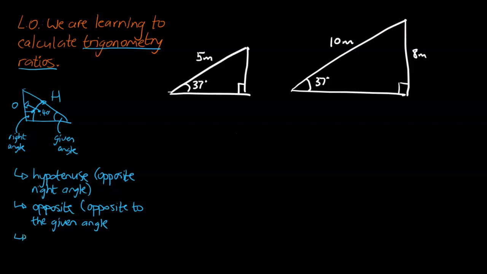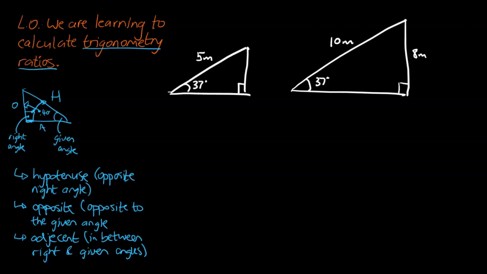And the final one we need to be aware of is the adjacent. And the adjacent sits between the right angle and the given angle. So we can see the given angle and the right angle there, and it sits between them. So in between right and given angles. So labeling the triangle, either the H, the A, or the O, is really, really important for trigonometry. So it's something we need to be really confident with.